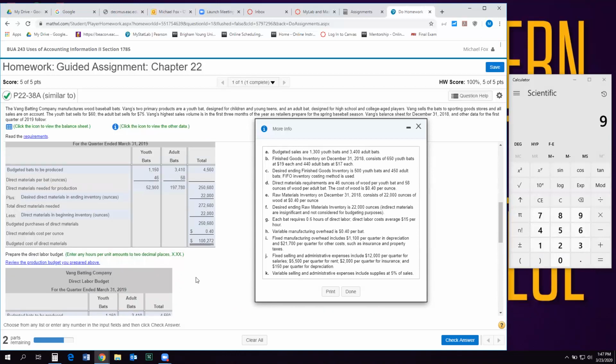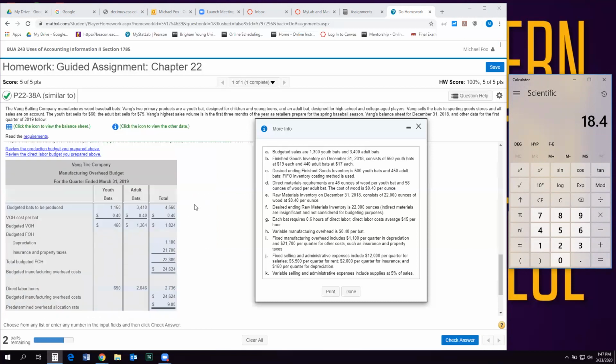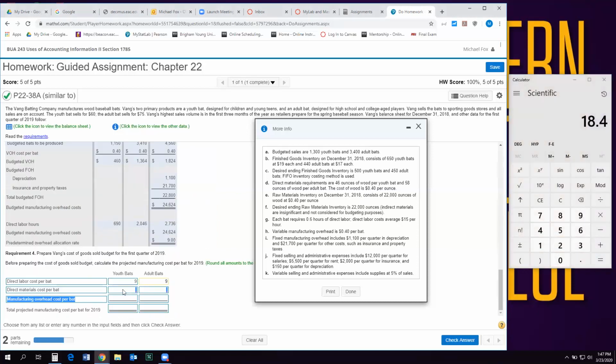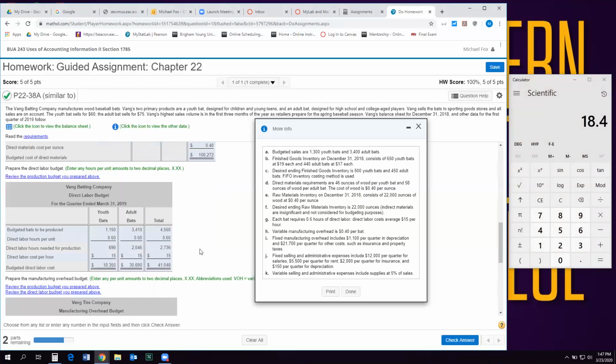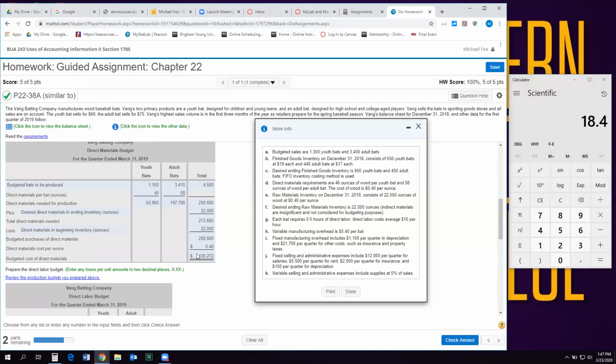Our direct materials budget, direct materials per bat. So here it will be different, right? We know that our youth bats took 46 ounces of wood and our cost was 40 cents per ounce. So a youth bat's going to be 46 ounces times 40 cents, or $18.40. Our adult bats take 58 ounces times 40 cents, which is $23.20.